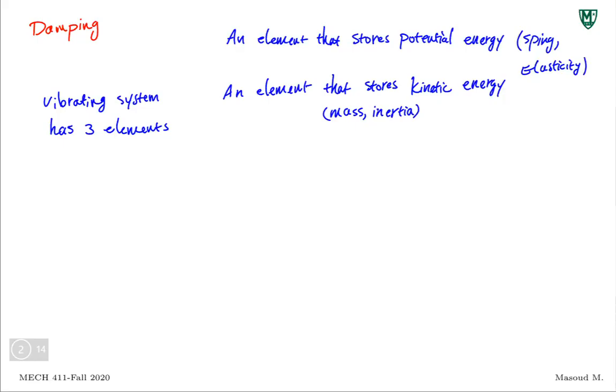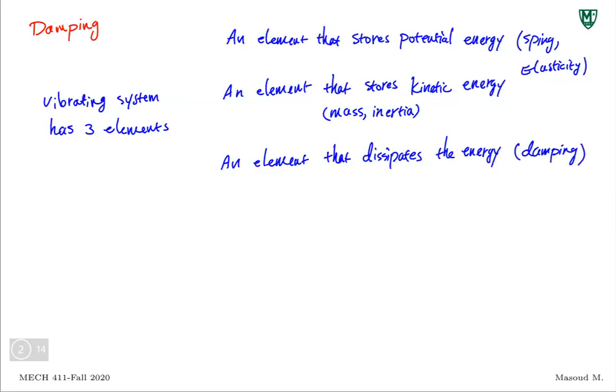Now, today we talk about the last element, which is damping. It's a new element we are adding to the system to form a full vibrating system, I would say. So this element is an element that dissipates the energy. And as I said, it's called damping.